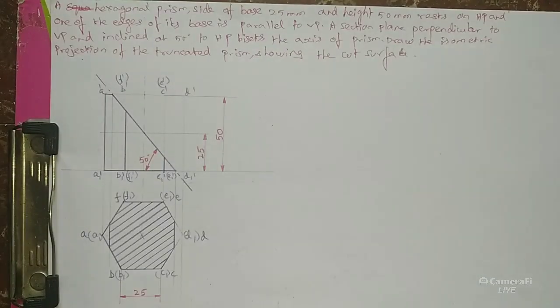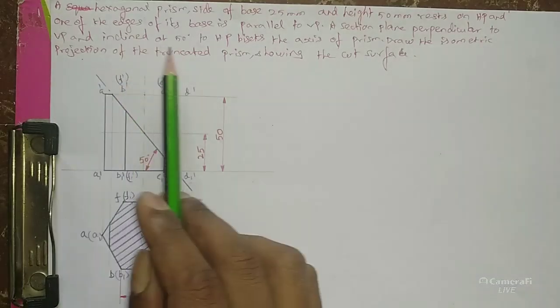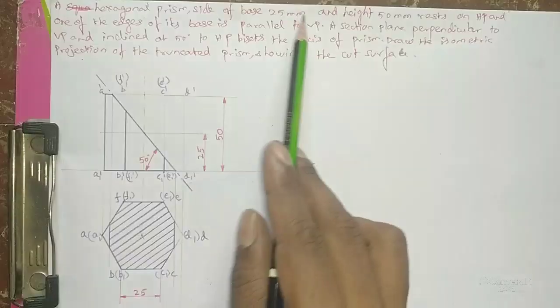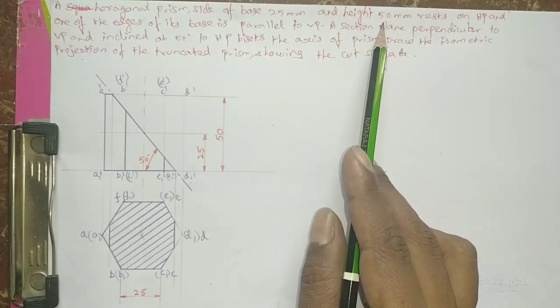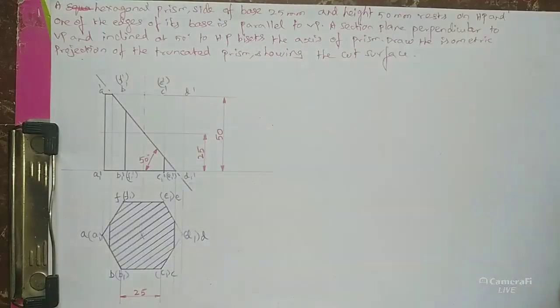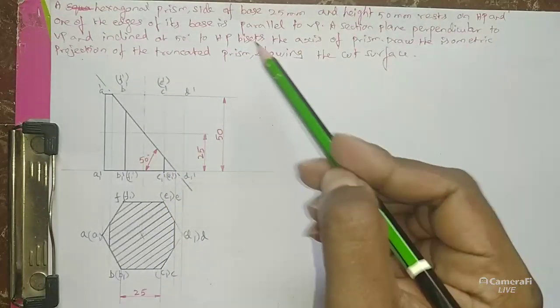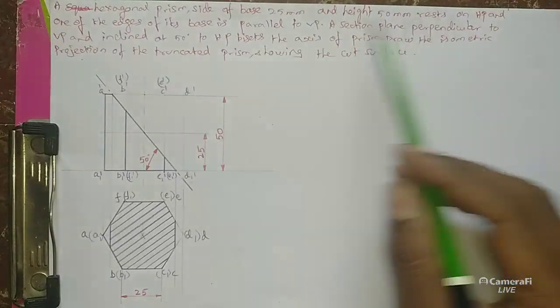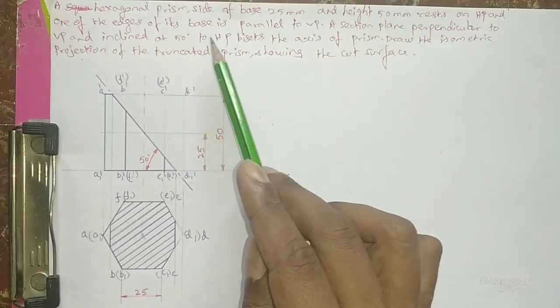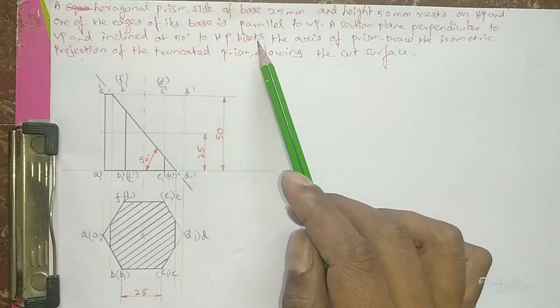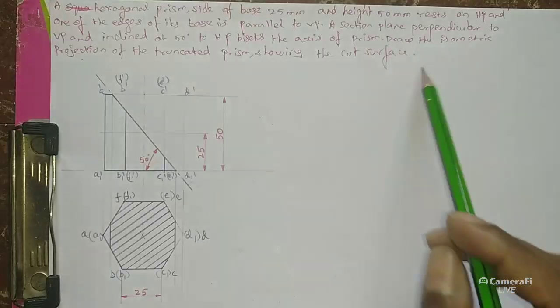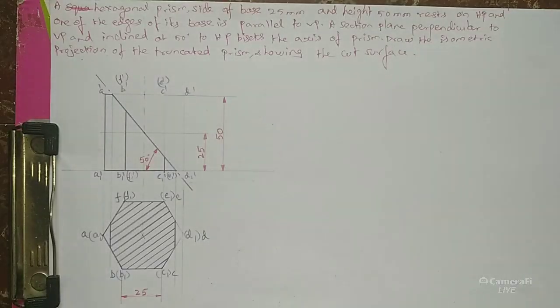The question is isometric truncated prism. A hexagonal prism, side of base 25 mm and height 50 mm, rests on HP, and one of the edges of its base is a section plane perpendicular to VP and inclined at 50 degrees. HP bisects the axis of the prism. Draw the isometric projection of the truncated prism showing the cut surface.